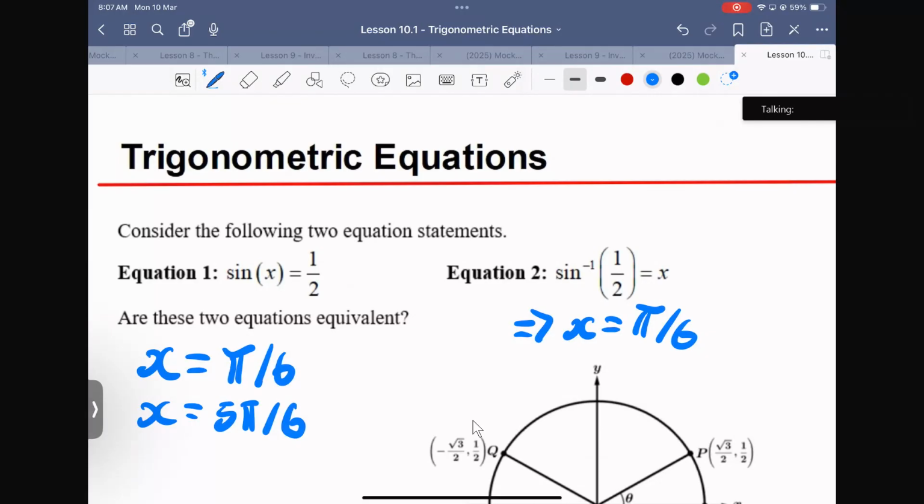Are there any more? Plus n2 pi on both. Are there any more? No, that would be minus a half. This is the full set of solutions. How many solutions is this? This is an infinite set of solutions.